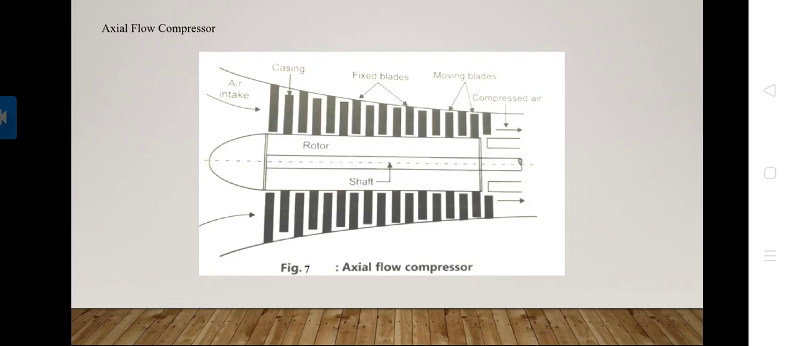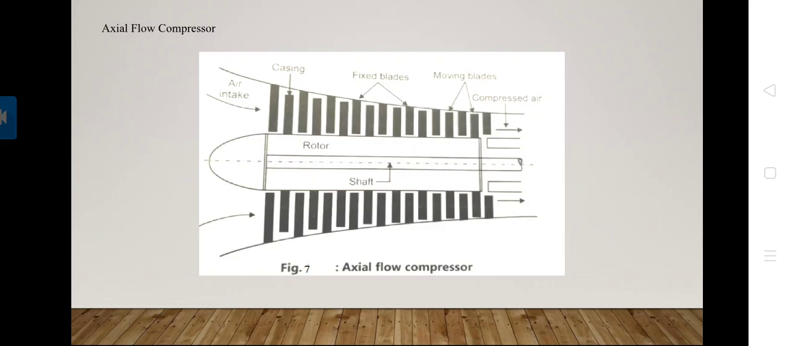Now we see the axial flow compressor. In the figure we see an axial flow compressor. There is an air intake from one side and compressed air at the other side, and in the middle there is a rotor and shaft. The fixed blades are situated in the casing, and the moving blades are also there. Two types of blades are situated in the casing.